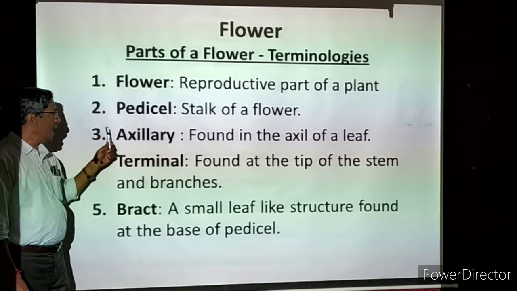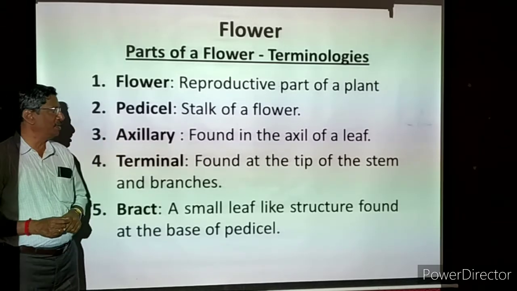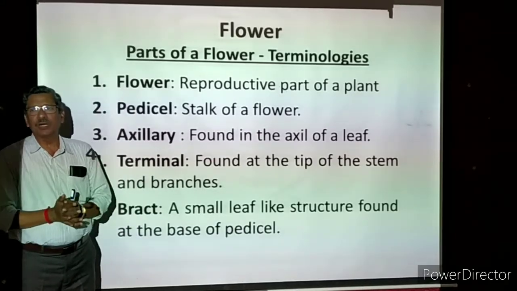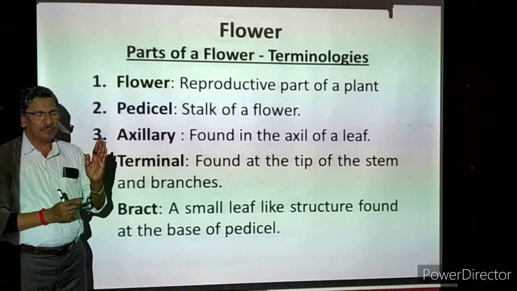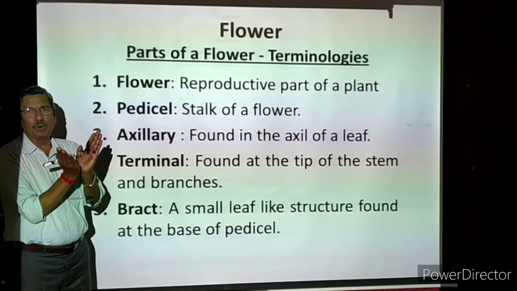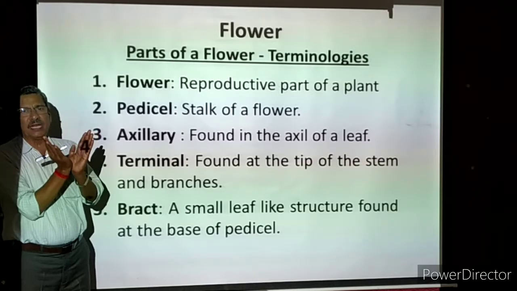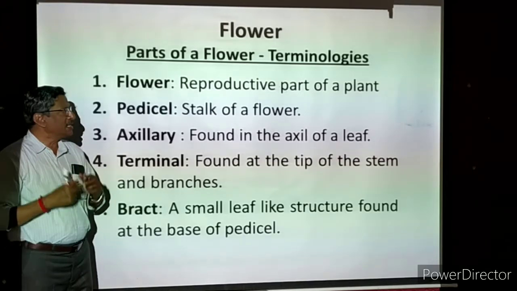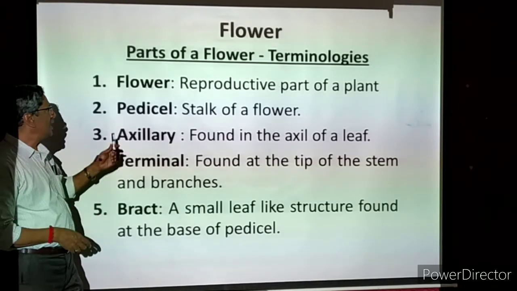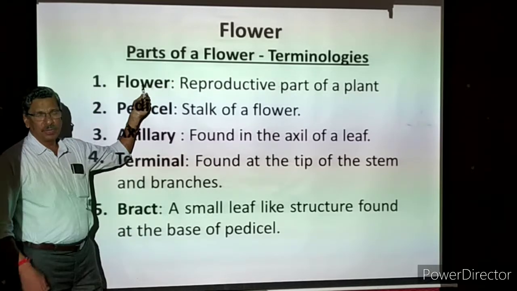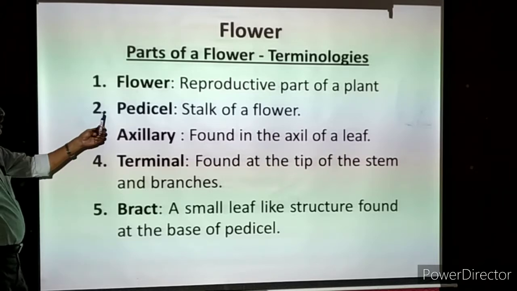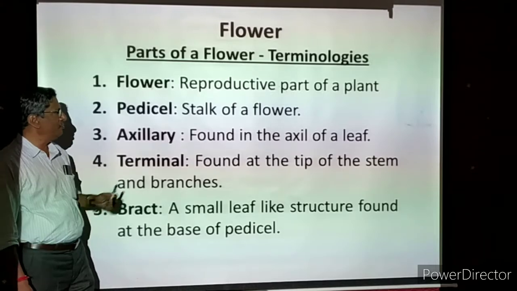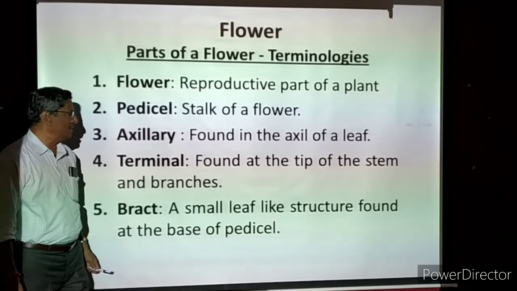Then we are coming to axillary flower. What is the meaning of axillary flower? This flower is found in the axil of the leaf. You know already what is the meaning of axil of the leaf. Now the stem is there, leaf is present, leaf is arising from the node of the stem. The angle between the stem and the leaf is called the axil of the leaf. In the axil of the leaf we can find the axillary bud. The axillary bud may develop into a branch or the axillary bud may develop into a flower. If the axillary bud is developing into a flower, then the flower is called axillary flower. This flower is found in the axil of the leaf.